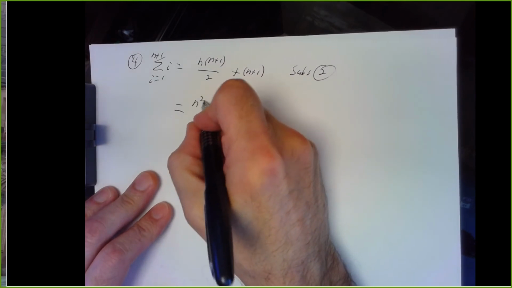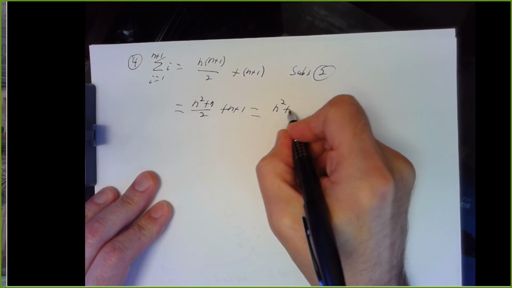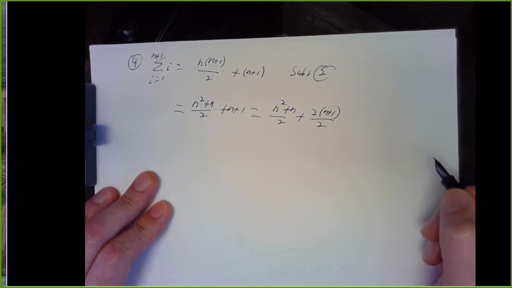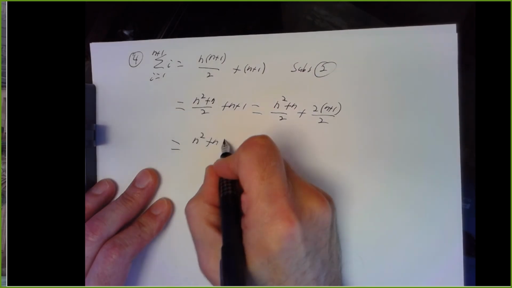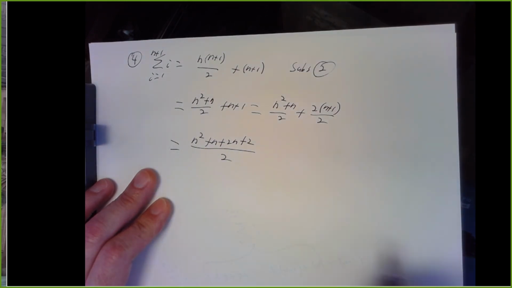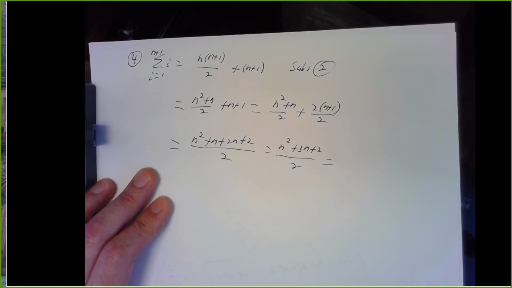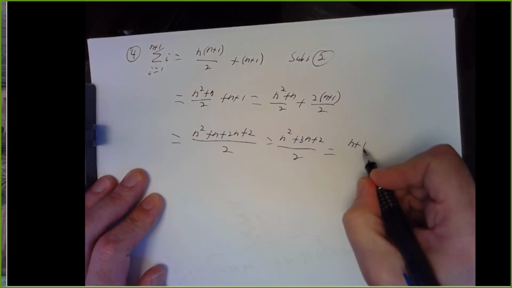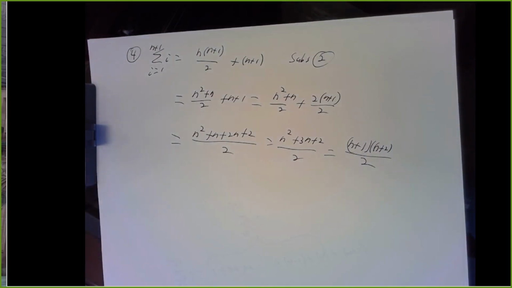Multiply this out. n squared plus n over 2 plus n plus 1 equals n squared plus n over 2 plus 2 times n plus 1 over 2. So they're both over a common denominator, so we can combine those. n squared plus n plus 2n plus 2 divided by 2 equals n squared plus 3n plus 2 divided by 2. And then I'm going to factor the top. Into n plus 1 times n plus 2.